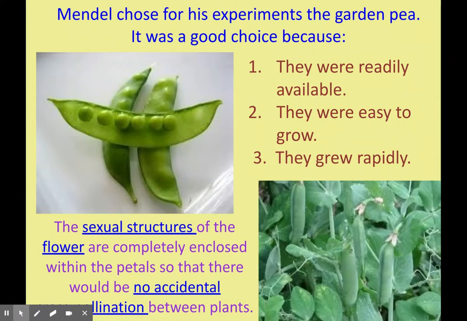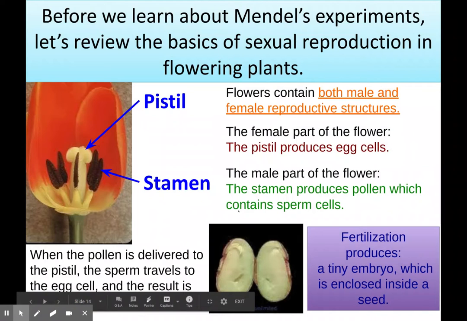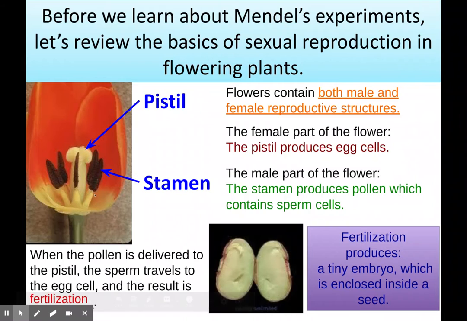So why did he choose pea plants? Basically, he said they were very easy to obtain, they grew pretty quickly, and they were easy to take care of, and they grow real well. Now, one thing you have to note with flowers, the sexual reproduction of flowers is going to be with the pistil and the stamen, and so they have to be pollinated for offspring to be produced.